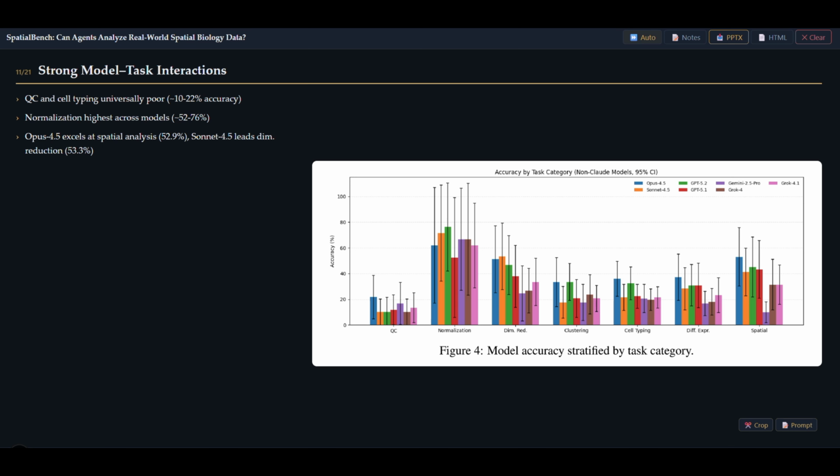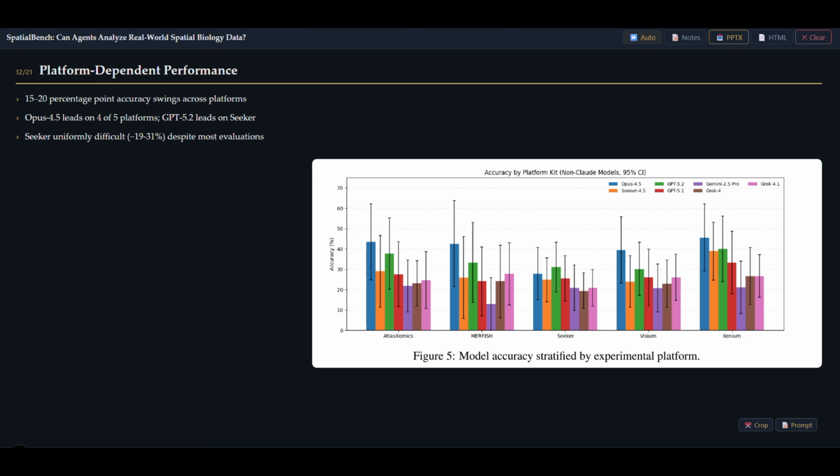Model rankings also shift. Opus 4.5 is best at spatial analysis at 52.9%, but Sonnet 4.5 takes the lead on dimensionality reduction at 53.3%. Gemini 2.5 Pro underperforms everywhere, most strikingly on spatial analysis at just 9.8%, more than 20 points below the next lowest model. The key takeaway? No single model dominates across all task types.